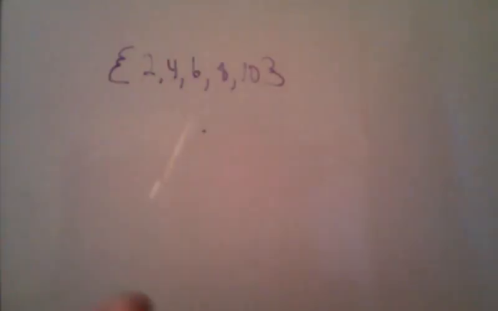If I said, I want you to make a set of all the even numbers between 2 and 10 inclusive, what would my set be? Okay. I said I want all the even numbers between 2 and 10 inclusive. Inclusive means I include 2 and 10. Okay? So you should have 2, 4, 6, 8, 10. Alright.